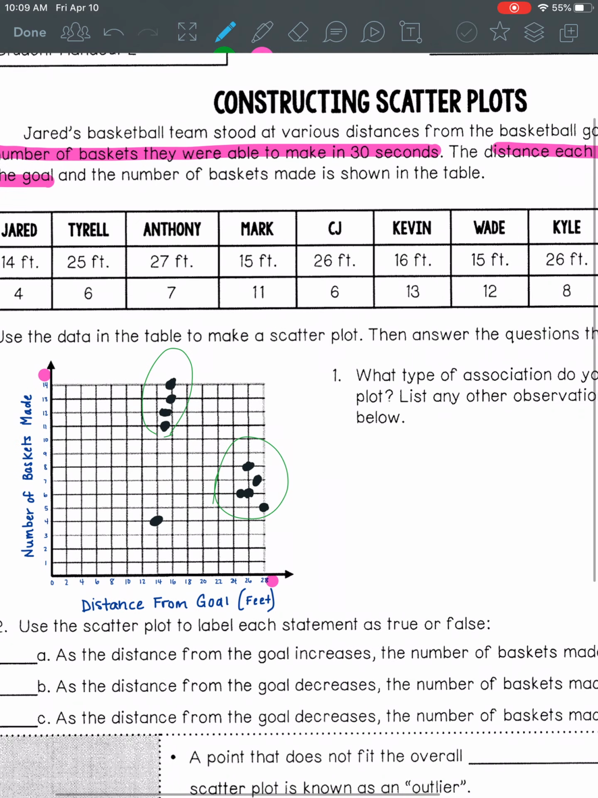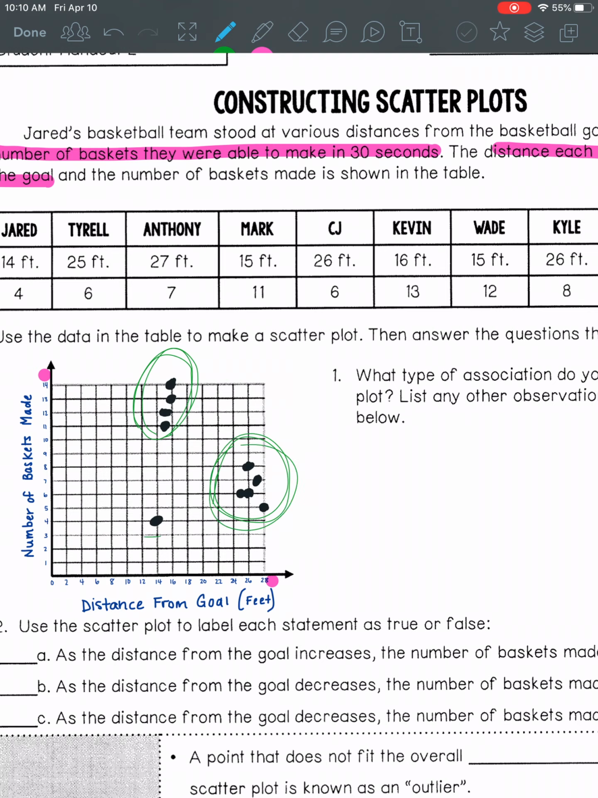Let's think about why that would be. If we are thinking about the basketball team, and hey guys, let's go pick a distance and see how many baskets you can make. I am assuming that these 4 guys up top here are probably all buddies, and these guys are probably all buddies.